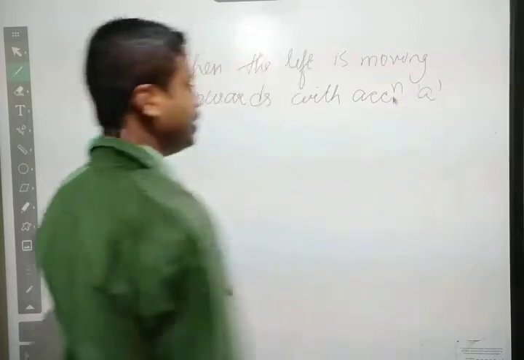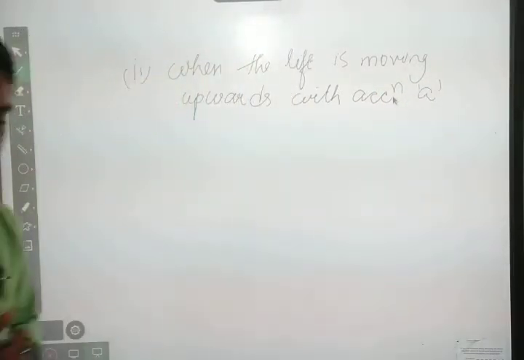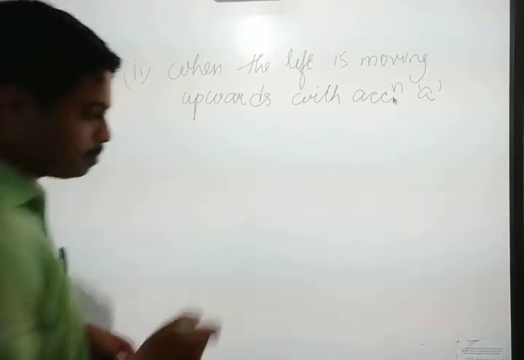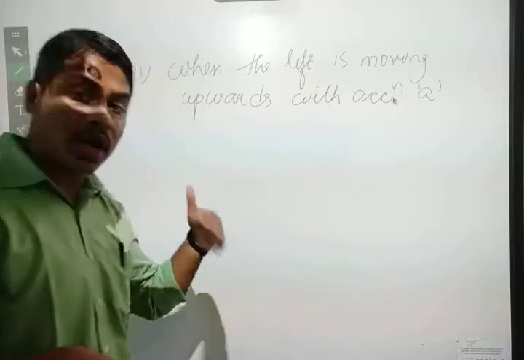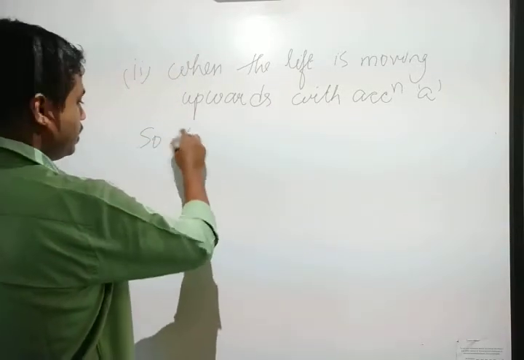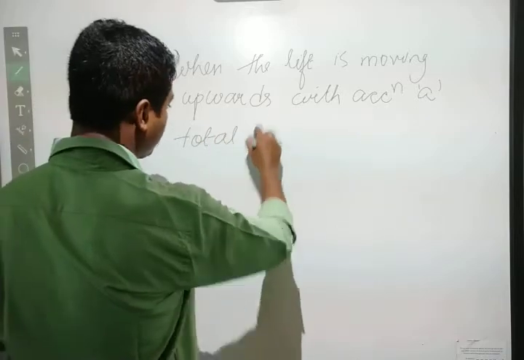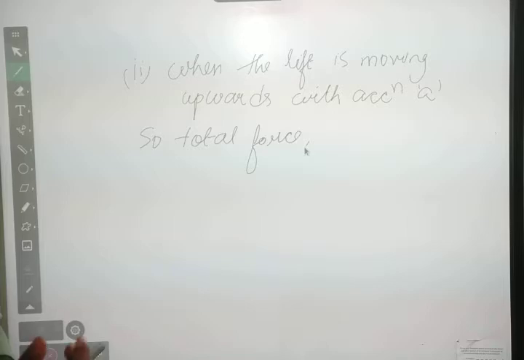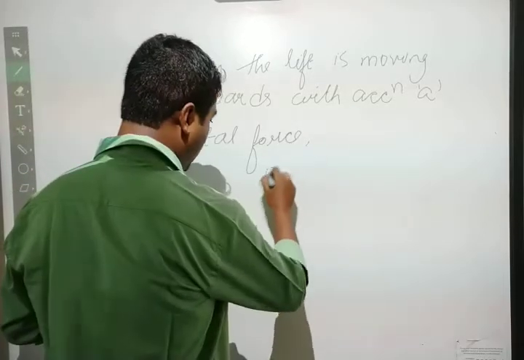Okay, moving upwards with acceleration a. So what will be the weight of the body? If you consider the weighing machine, your body is moving upward. So if I consider the total force acting on the body, the total force acting on the body will be written as F.